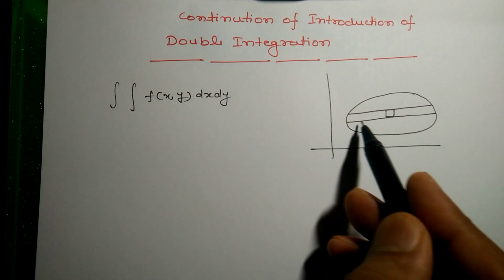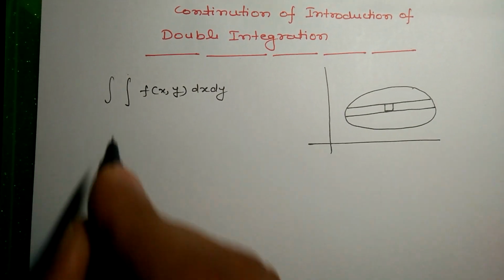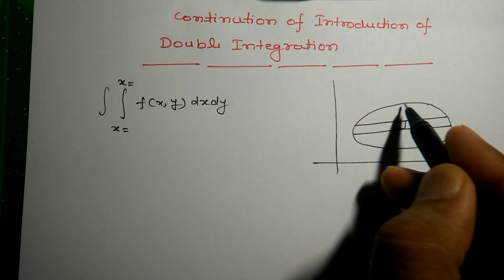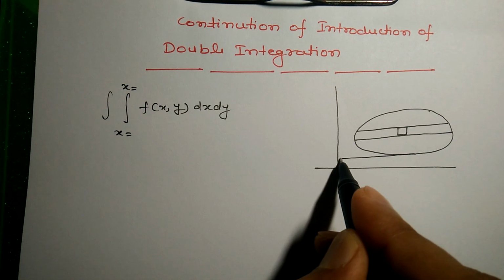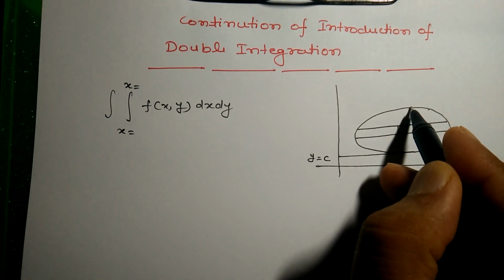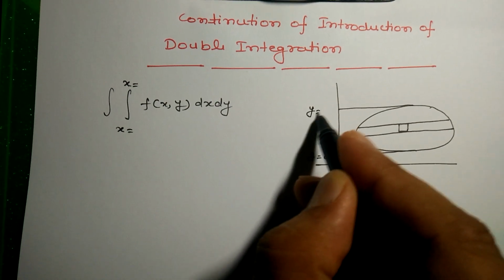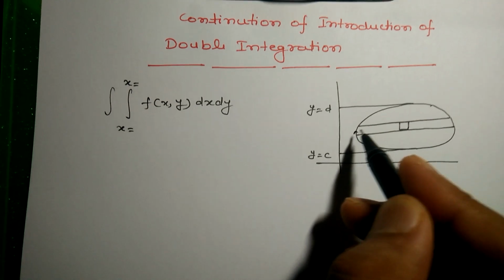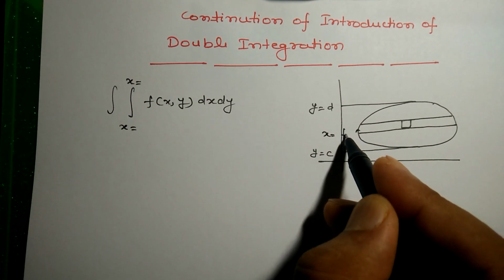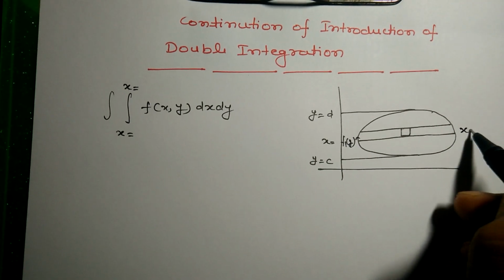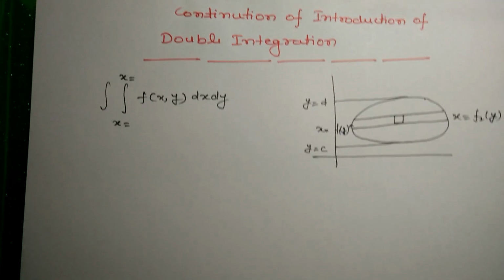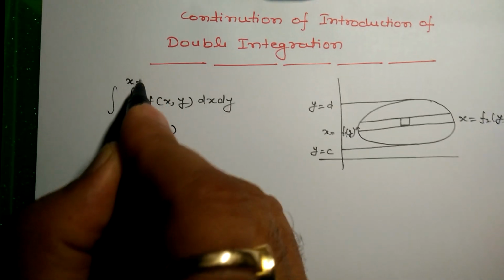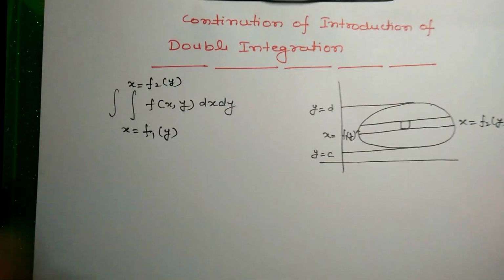Now here in this case, the strip is parallel to the x-axis because it's a horizontal strip. So suppose this point is y equal to c, this point is y equal to d, and this curve is x equal to f1(y), this is x equal to f2(y). So my strip starts from x equal to f1(y) and goes to x equal to f2(y).